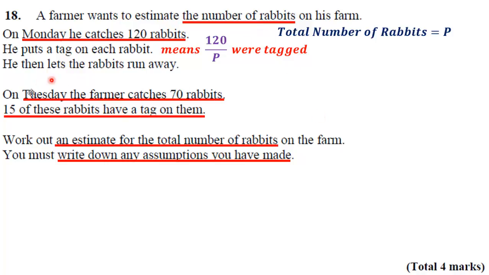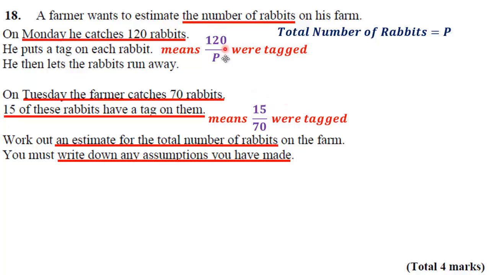Now if we look at what fraction was tagged on Tuesday, the farmer catches 70 rabbits and 15 of these were tagged. So what's the fraction of rabbits that were tagged? 15 out of 70, so 15 over 70 were tagged. Now if there were no changes between Monday and Tuesday, the fractions that were tagged should be exactly the same. And that's the way this question works. The fractions should be the same.